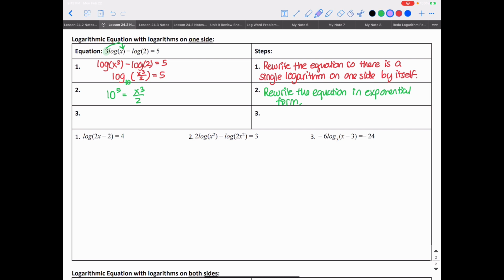And then I'm going to just solve for x. Solving for x is the last step. So what I have here, I'm going to do 2 times 10 to the 5th power is equal to x cubed. I'm going to multiply both sides by 2.